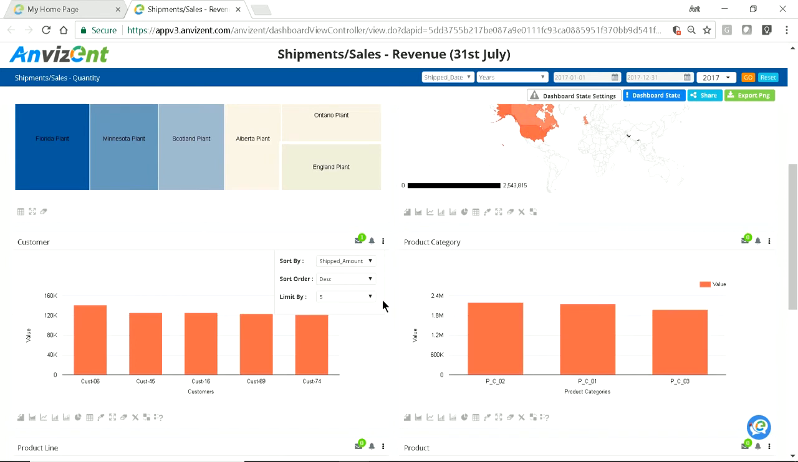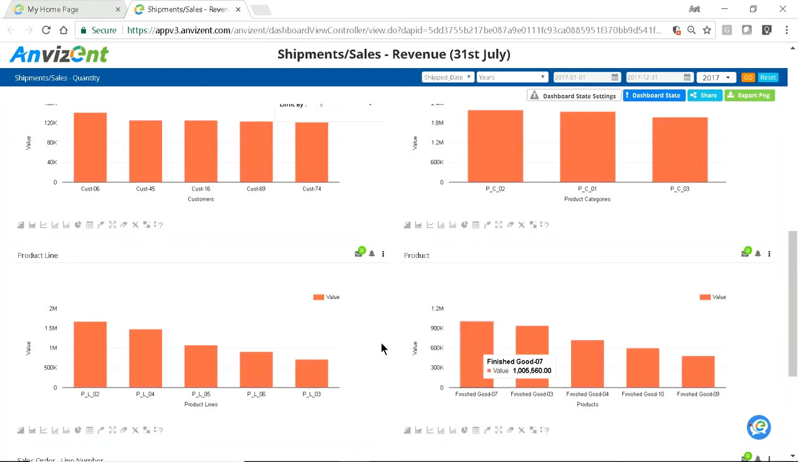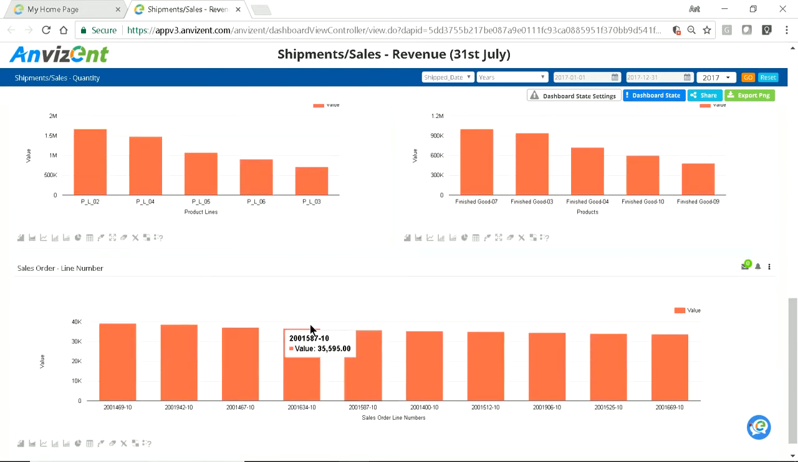The third row displays the value of shipments by customer on the left and the value of shipments by product category on the right. The next row displays value of shipments by product line, product, and the last row by sales order line number. Next, we'll look at the procurement dashboards.